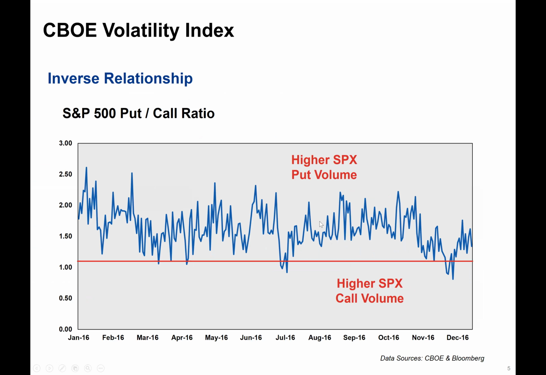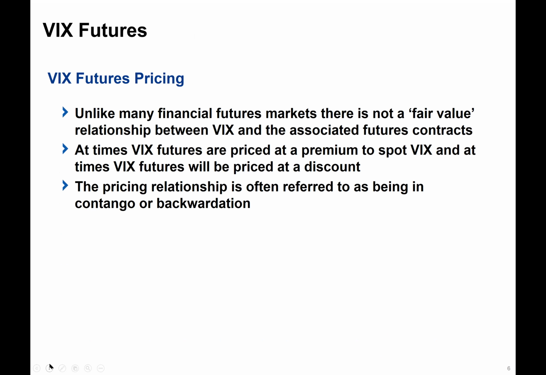So higher SPX put volume versus higher SPX call volume. And VIX is driven by demand for SPX option contracts. The demand for SPX option contracts tends to really show up on the put side versus the call side, and that increased buying pressure pushes prices up, everything else being the same. When the option prices go up, the implied volatility indicated by those option prices goes up as well.